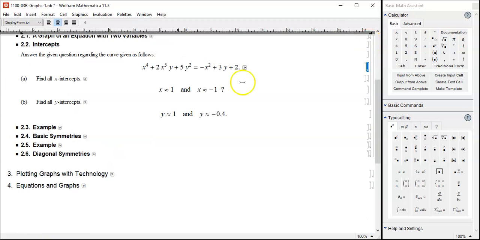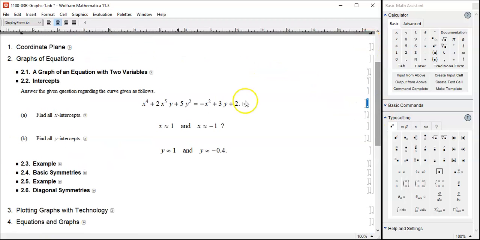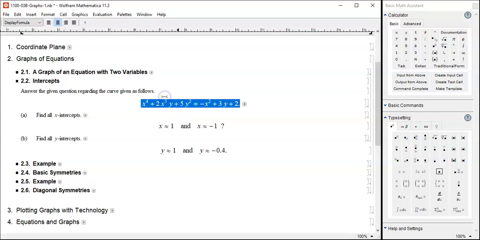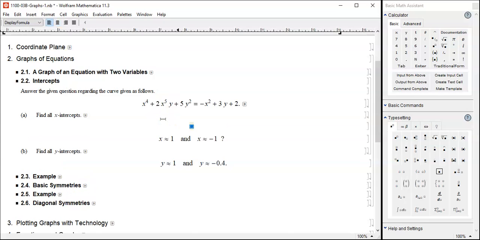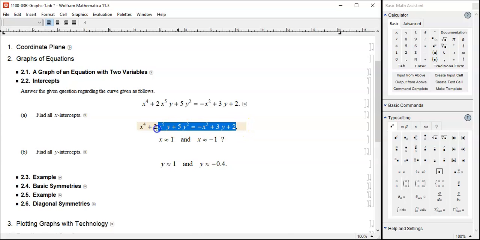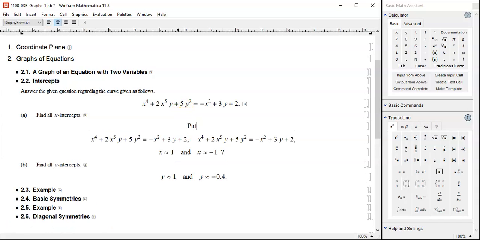That is the key. In other words, if you're looking for the x-intercept, you should do this. From the algebraic equation of this original curve, you're going to plug in y equals 0 into the given equation.